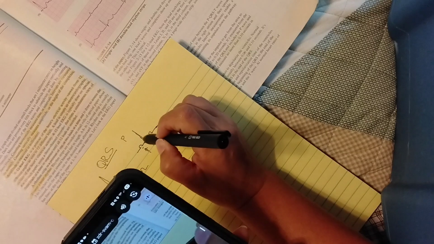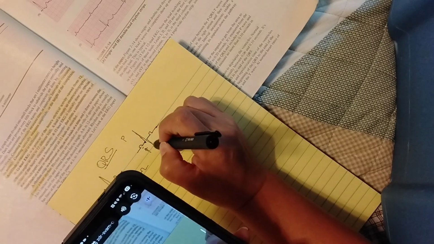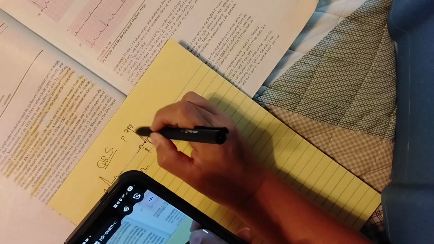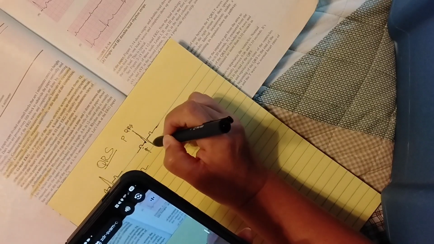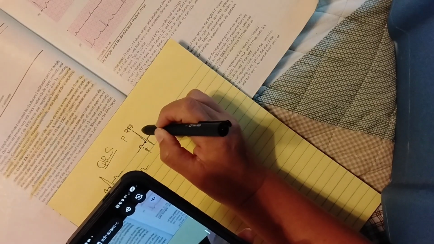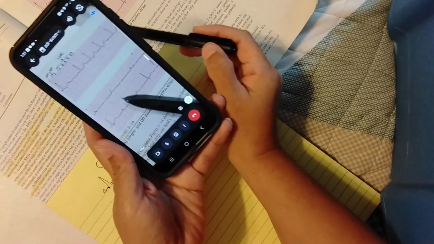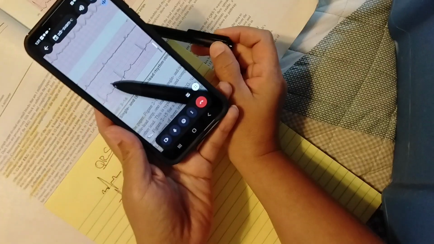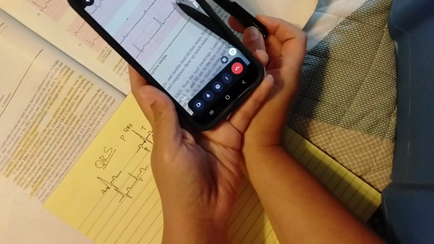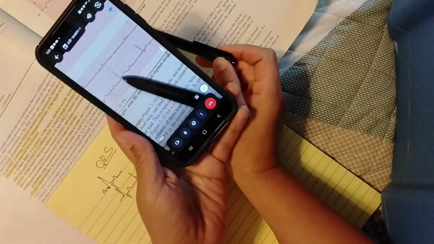P wave. This is what everybody's supposed to be having all the time. QRS, everybody should have a thin QRS. Remember, this is put together, QRS, and then a T wave. Everybody should have a T wave, okay? For every QRS, this is what's supposed to be normal. Everybody's supposed to be having a P, okay?